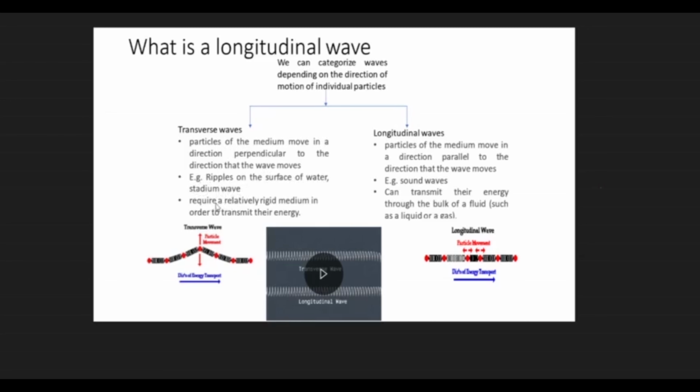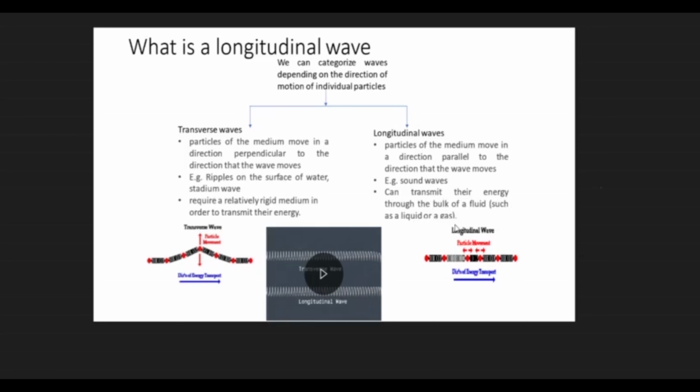They require a relatively rigid medium in order to transmit their energy, which means they cannot transmit their energy through liquids and gases because the particles slide over each other. In longitudinal waves, the particles of the medium move in a direction parallel to the direction that the wave moves, which means the particles move parallel to the motion of the wave. An example of longitudinal waves is sound waves. They can transmit their energy through liquids and gases.